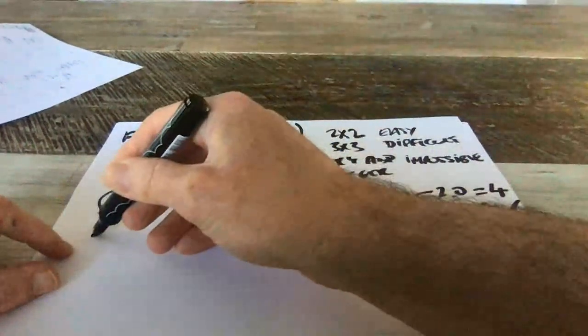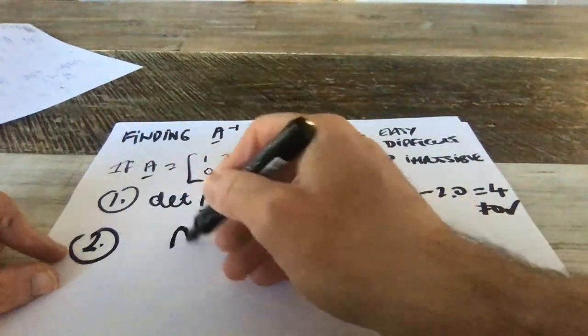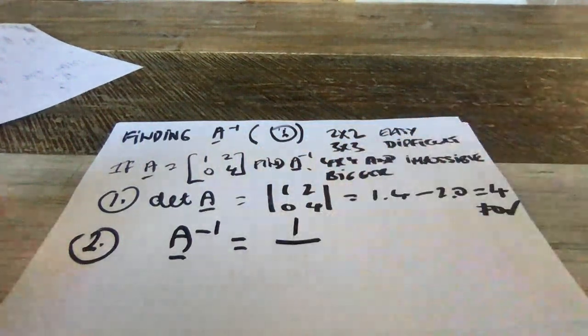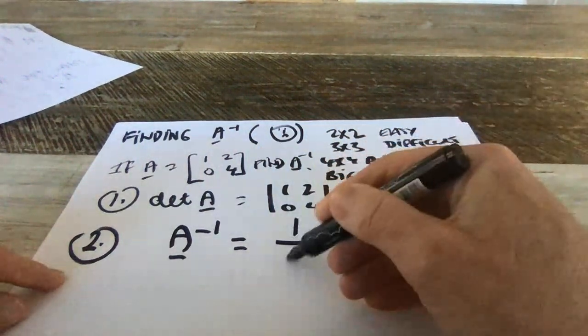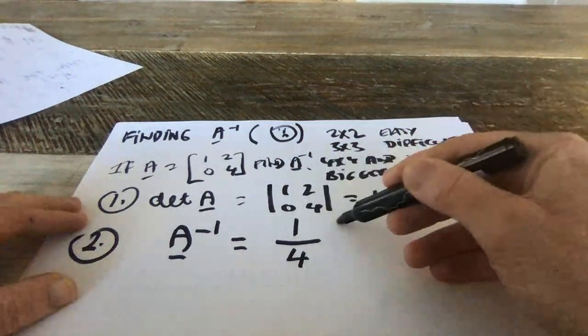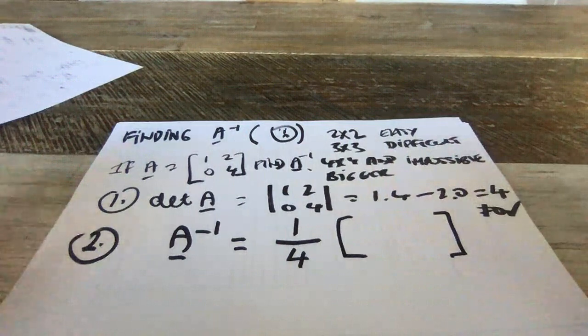So here's how you get the inverse. Now watch this, because this is not obvious. It's 1 over the determinant, and the determinant in this case is 4. So it's always 1 over the determinant. You get a 2 by 2 matrix here, and here's what you do. Look up here now.